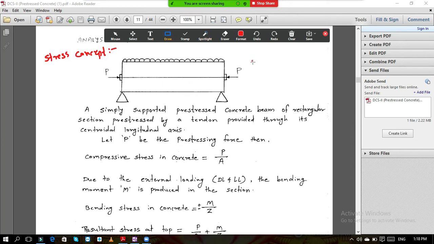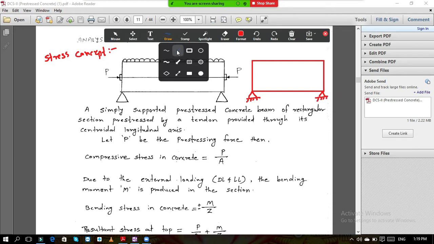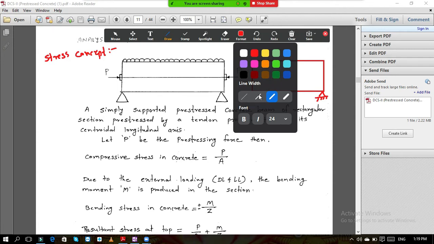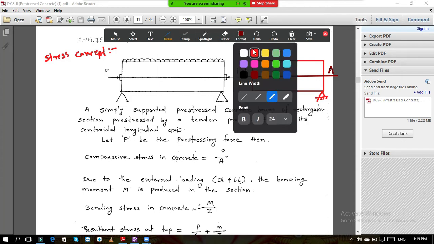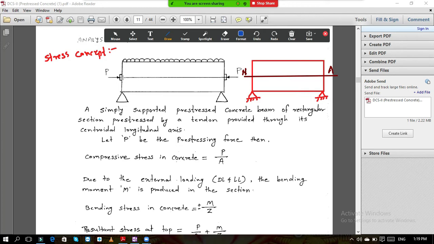Now suppose if I draw the same diagram. Suppose now same beam is there. These are the supports, simply supported beam. In this way I am showing the support. Now I will draw the centroidal axis. Suppose this is the centroidal axis of the beam. Centroidal axis means this is called the neutral axis. Centroidal axis is nothing but the neutral axis. And now here, if you see, the tendon is passing through this point, passing through the centroidal axis.